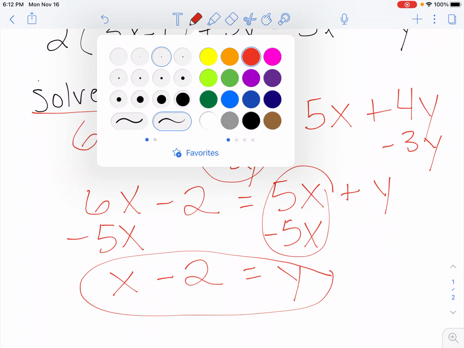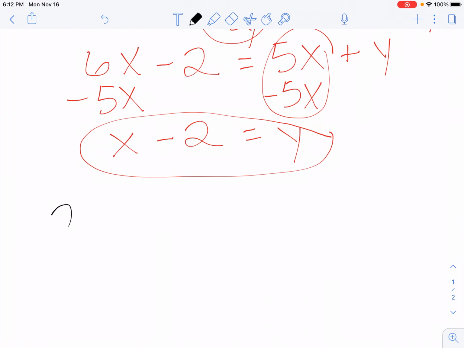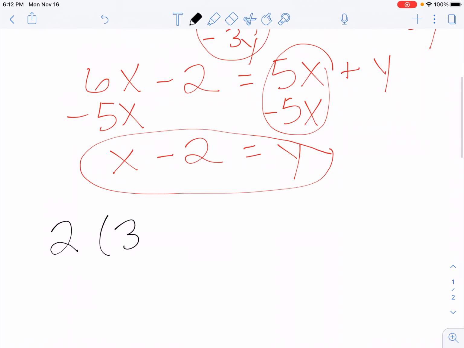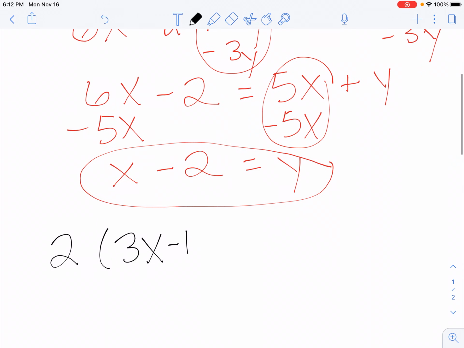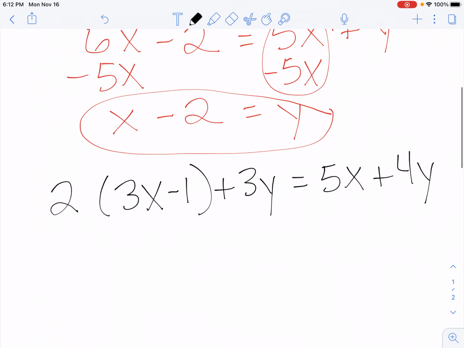I'm going to do this again. So with my same equation, I'm going to rewrite it. It was 2 times the quantity 3x minus 1 plus 3y is equal to 5x plus 4y. So I have the same equation, but this time I am going to solve for the x variable.